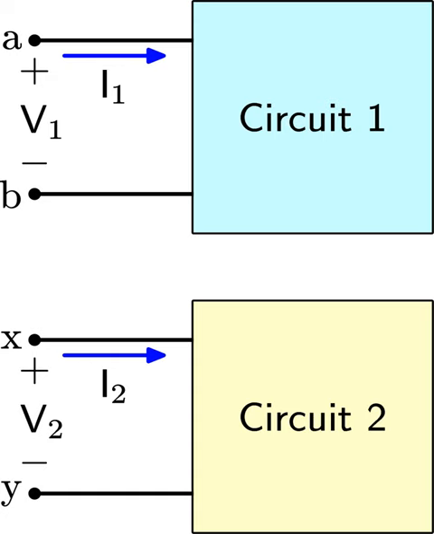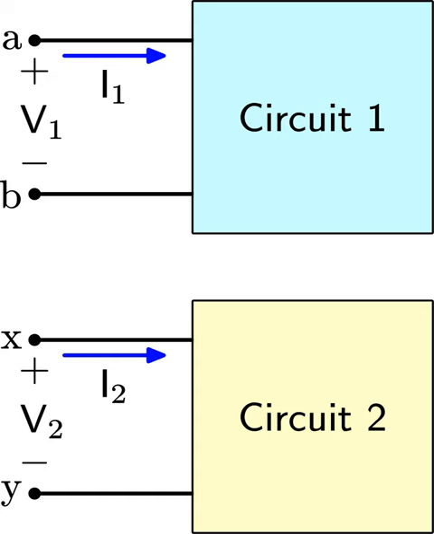Impedances in parallel: 1/Z_EQ equals 1/Z_1 plus 1/Z_2 plus ... plus 1/Z_n.